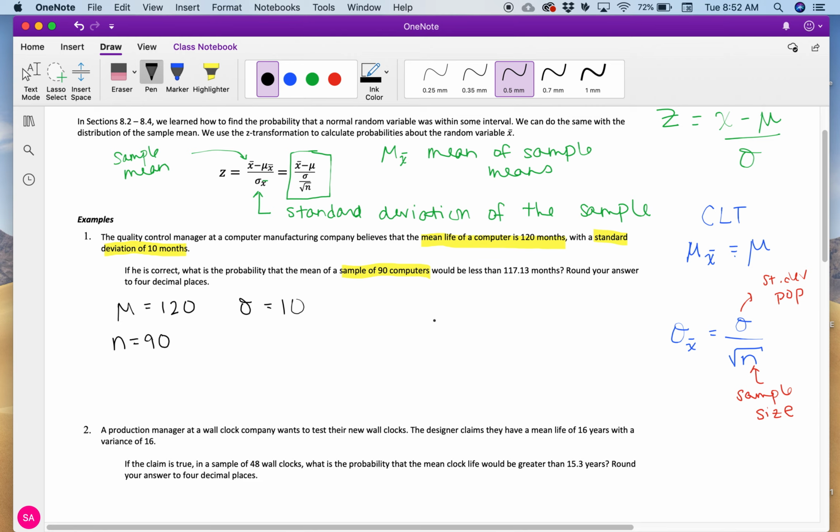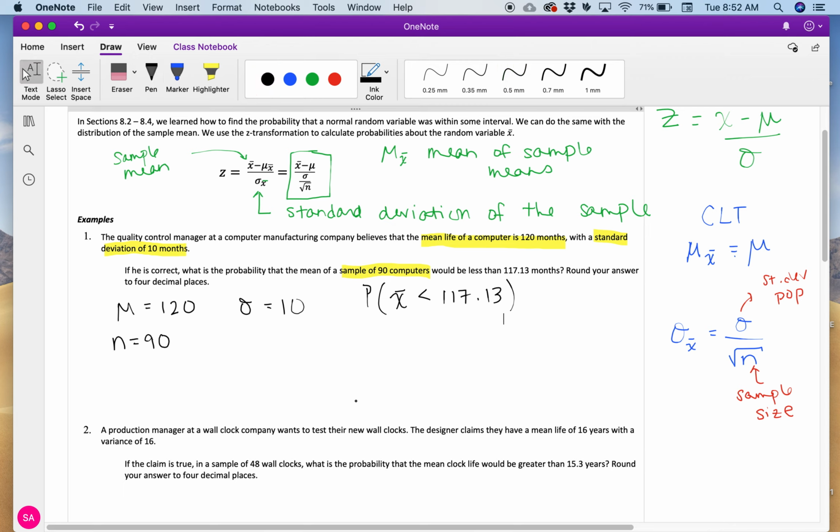Now, what are they asking? What do we need to find the probability of? What is the probability that the mean of the sample would be less than 117.13 months? To write this in the notation we've been using, the probability that the sample mean, x bar, would be less than 117.13, right? That's exactly what they're asking. The probability that the sample mean is less than 117.13.